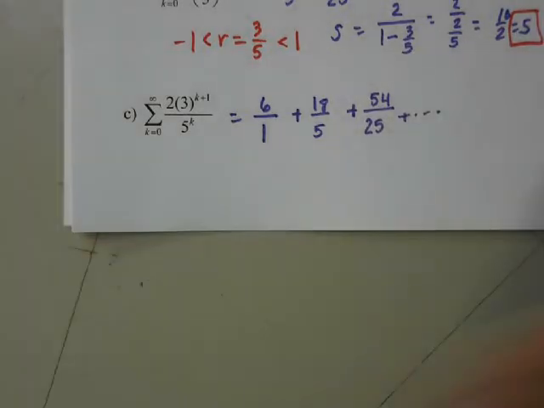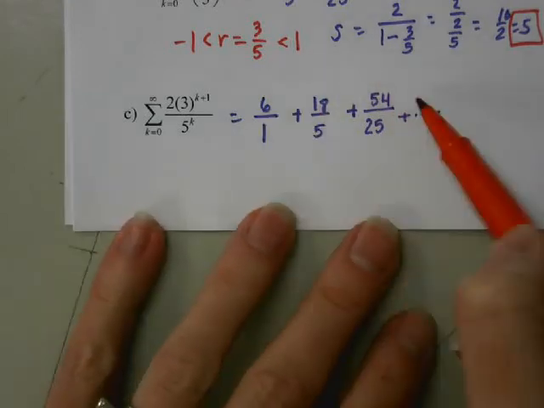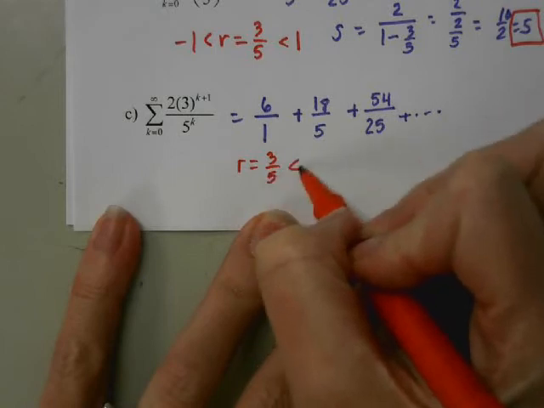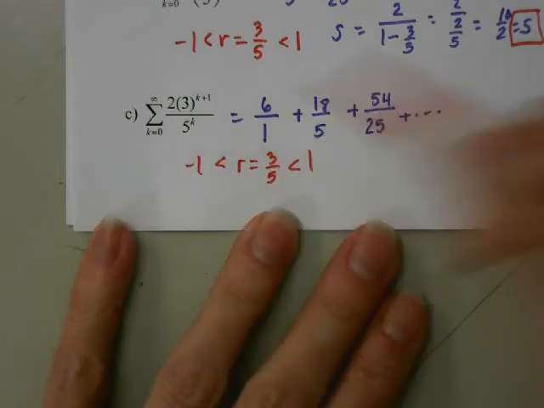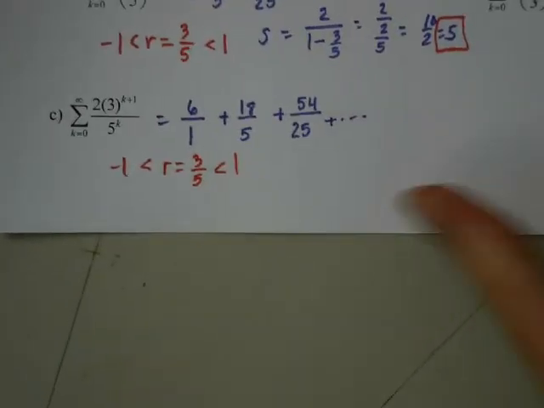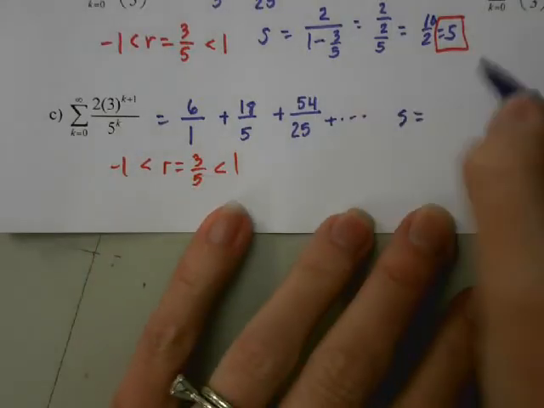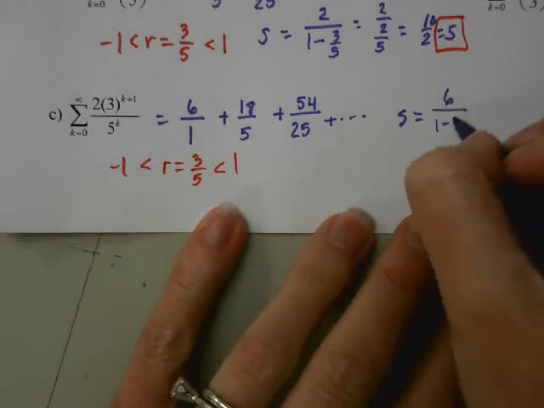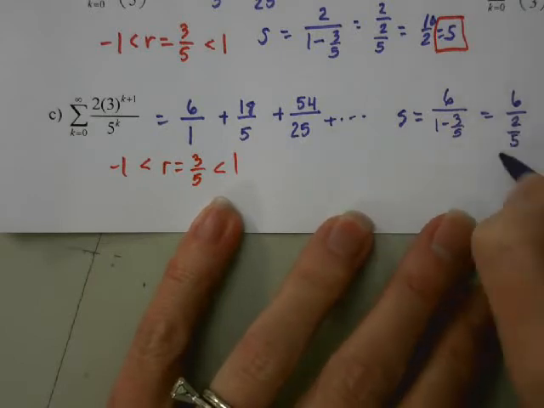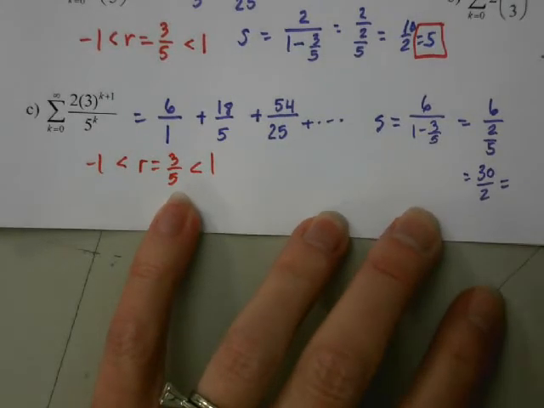So my common ratio is, again, 3 over 5. We're multiplying by 3 across the top, 5 across the bottom. Okay, so that is between -1 and 1. My a1, though, here is a little bit different. So the sum is going to be 6 over 1 minus 3/5, which will be 6 over 2 fifths, which will be 30 over 2, which is 15.